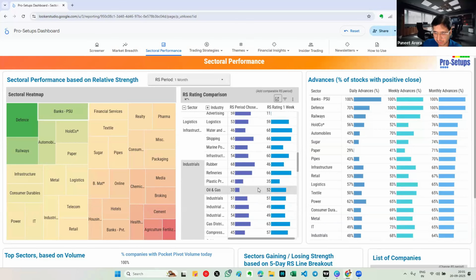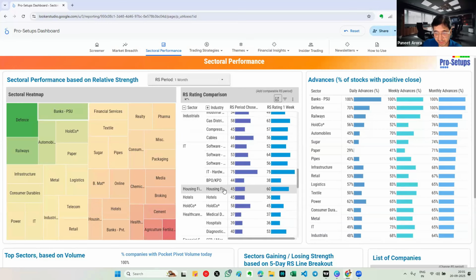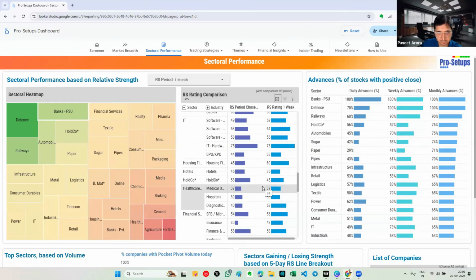Oil and gas sector, this is pretty huge. So housing finance have started moving from 45 to 60. So housing finance stocks should also be seen. Housing finance will be here also, right? This is monthly. Yeah, housing finance is here on monthly time frame, at the orange level.